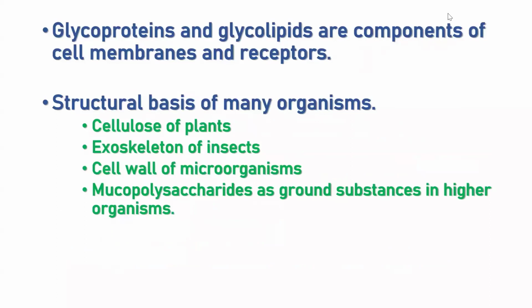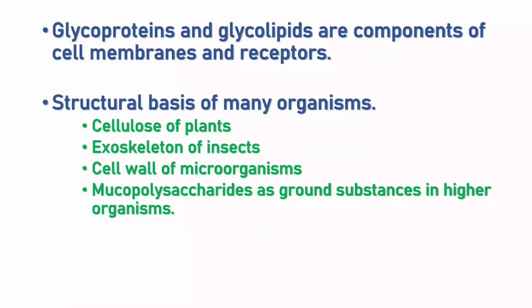So now we have glycoproteins and glycolipids, which are components of the cell membrane and receptors. If you can remember during our transportation of substances across the cell, we talked about the cell membrane, where we said that on the surface of the cell membranes we have glycoproteins and glycolipids. These components are very important in cellular function as well as the receptor.